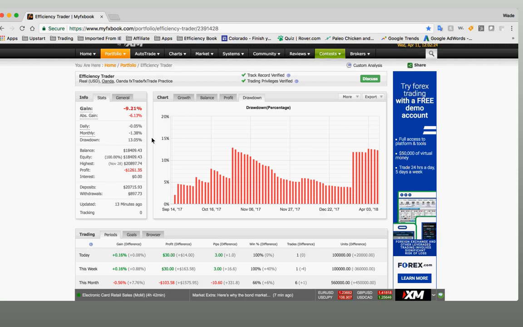Once they were open at the margin call for longer than the time specified, all those trades got closed out right there. So they ended up being whatever they were at the time. If it was a profit, it was a profit. If it was a loss, it got closed out, whatever it was at. So that's why I show off drawdown.